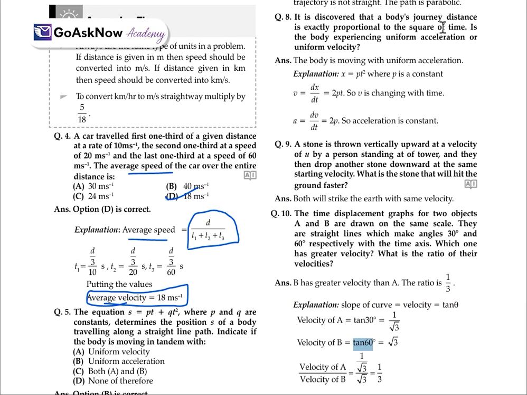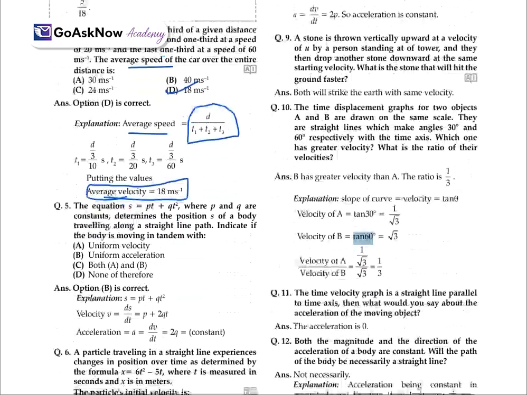It is discovered that the distance a body travels is exactly proportional to the square of the time. Is the body experiencing uniform acceleration or uniform velocity? The body is moving with uniform acceleration. Why so? We know that x is equal to p t square, where p is a constant. Then v is equal to dx upon dt. When we differentiate it, we get 2pt. It means v is changing with time. Also acceleration is dv upon dt, which is 2p. So acceleration is constant. That's why the body is moving with uniform acceleration. Here we can conclude it. Now, like this, you will have to solve a few more questions.